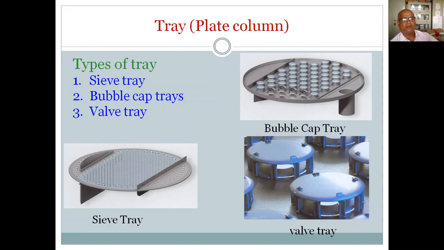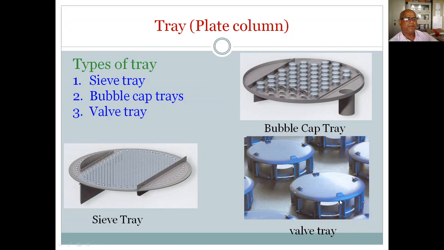The liquid cannot all come down, meaning this tray cannot be dry. Dry means no liquid. If the gas is very low, then all the liquid will come down, which means there won't be any liquid on the tray, so there won't be any gas-liquid mixture. To restrict this, this arrangement will keep some liquid holdup, and weeping and dumping can be minimized.